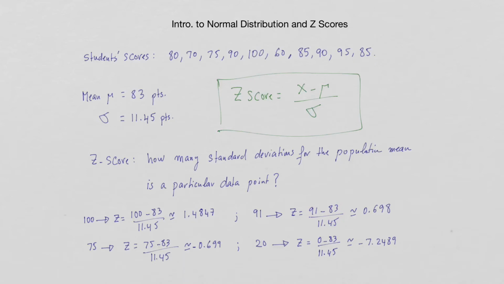Now, I want to pause here. It's like, okay, you just turned 100 into this stupid number, and you turned 91 into that stupid number, and you turned 75 into another stupid number, and you turned 20 into this number.